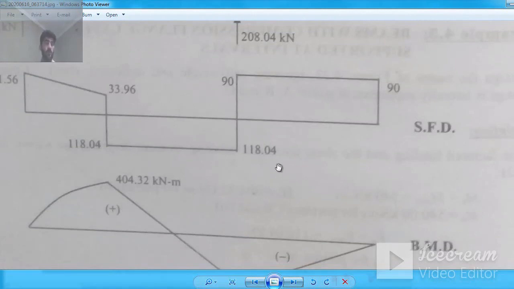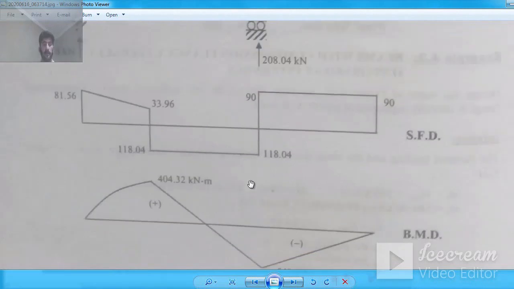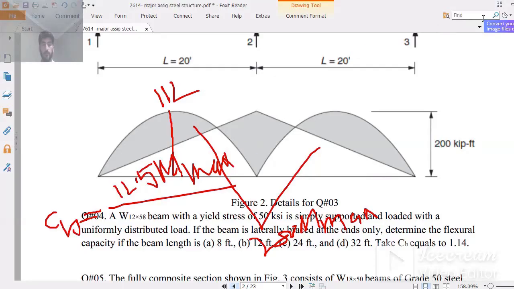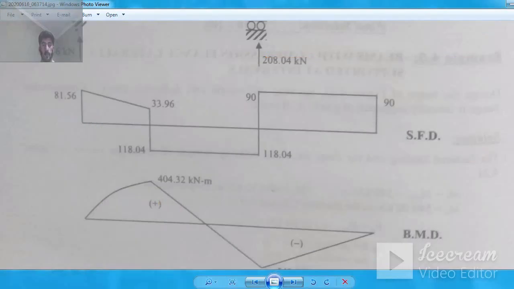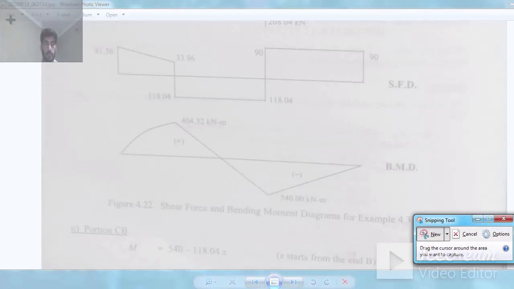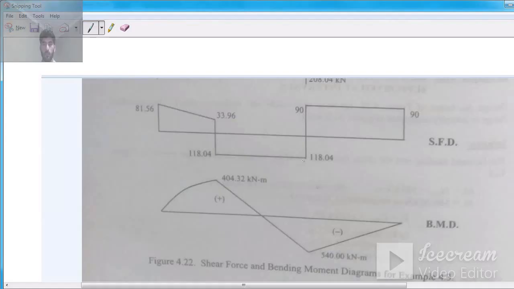For example, if I snap this diagram, let me take a snap. Okay, now let us see. Remember, if I consider a section right here at a distance x from this point, because here is my support, so from the support you can consider your x. Either you can also consider from this free end. Now the limitation for x should be greater than 0 but less than this span of 8 meters.